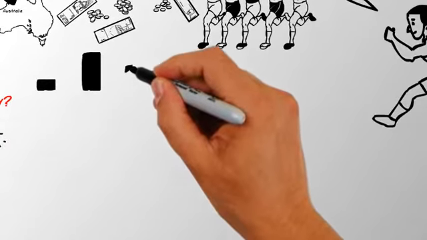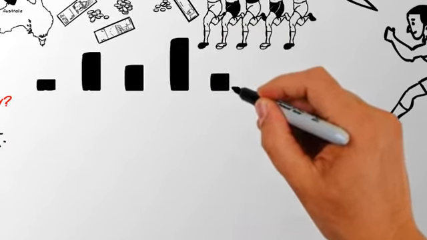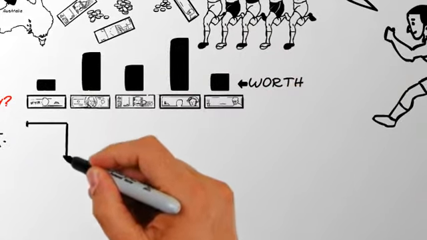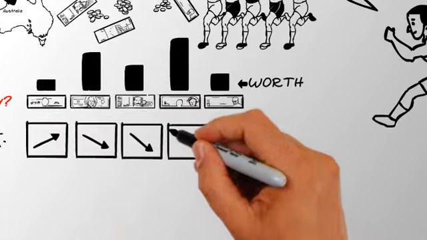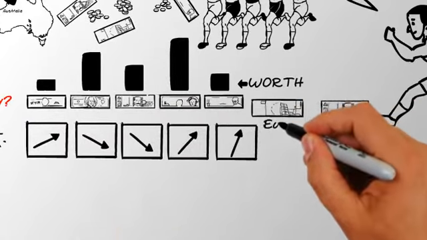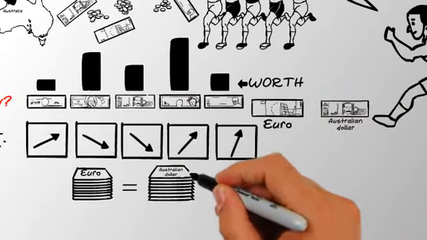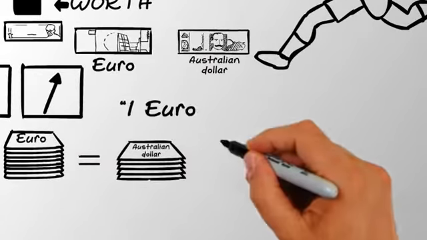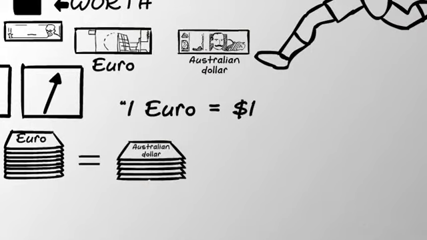That's because not all international currencies are worth the same amount. And guess what? They're always changing. Some days you can get more Australian dollars for your euro. Some days you can get less. Today, 1 euro gets Pedro 1 Australian dollar and 30 cents.